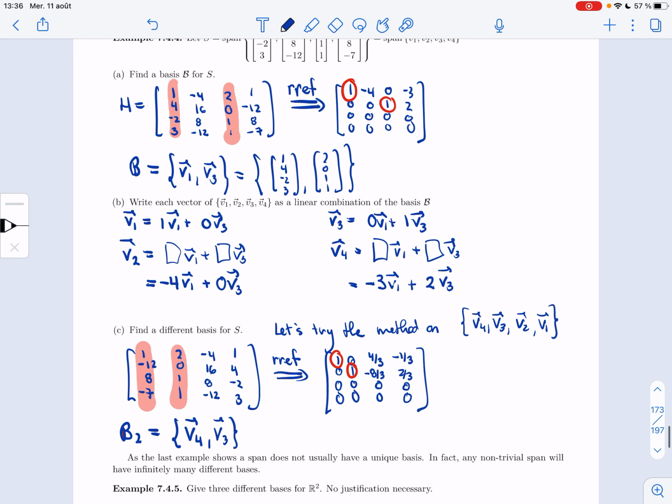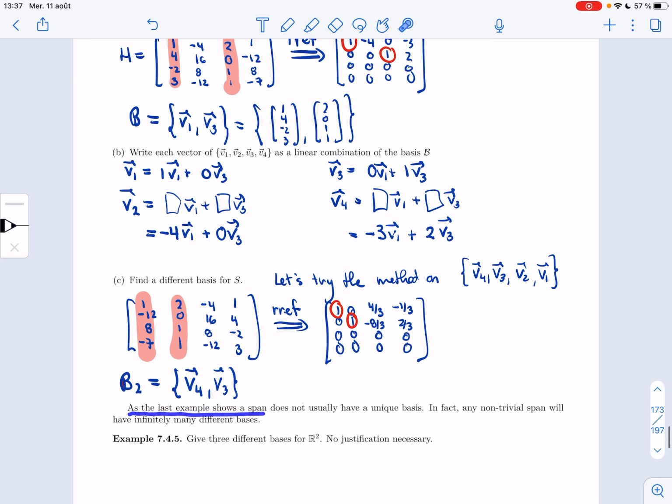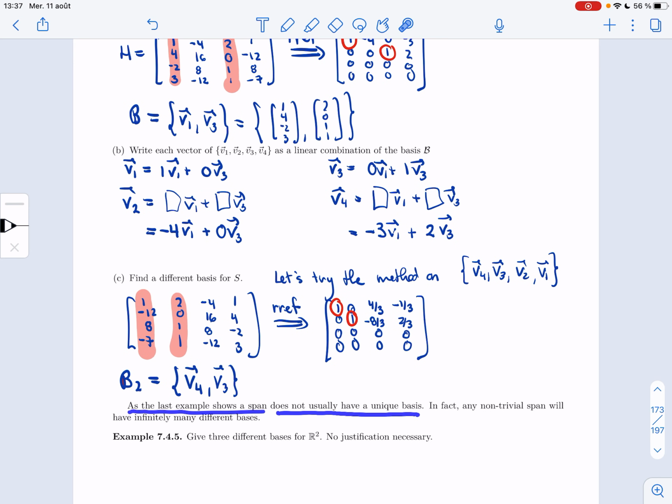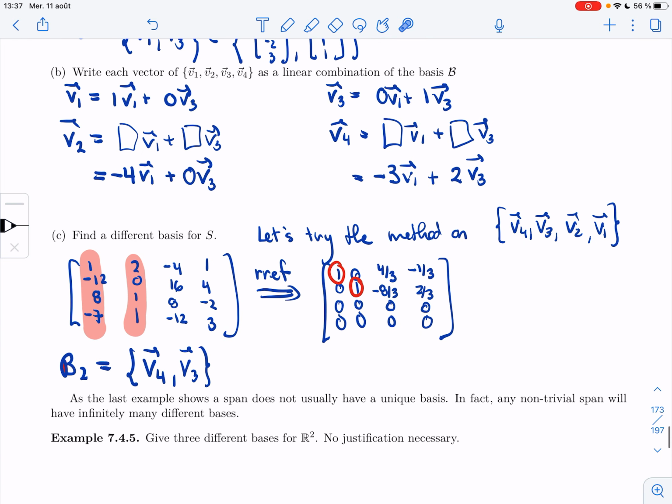So there were two reasons I wanted to do this example. The first one is to show you what the last method looks like, both to find a basis and also to write the redundant vectors as linear combinations of the basis vectors. But also I wanted to show that I could use different sets of vectors as a basis for the same span. As the last example shows, a span does not usually have a unique basis. In fact, any non-trivial span will have infinitely many different bases. So it's not just this particular case. If I start with most spans, I'm going to have infinitely many different bases.